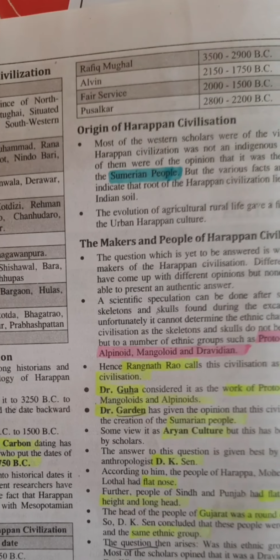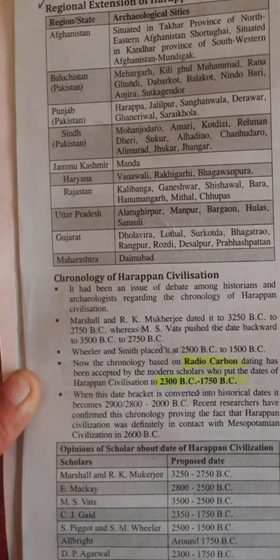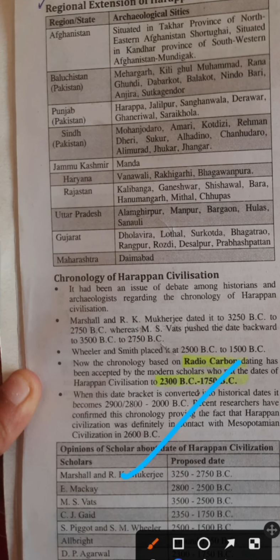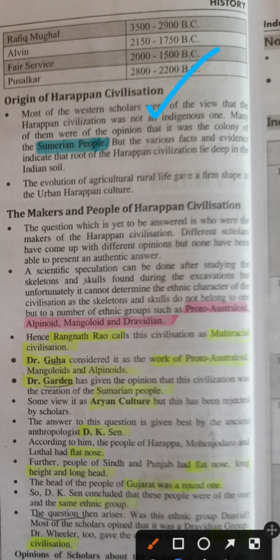And again some persons are there: Rafique Mughal, Allchin, Fairservis, Kushal Har. They also proposed some dates on Indus Valley civilization, and it is not the most important one. The most important one is only Marshall and R.K. Mukherjee. Okay, and let's see the origin of Harappan civilization.